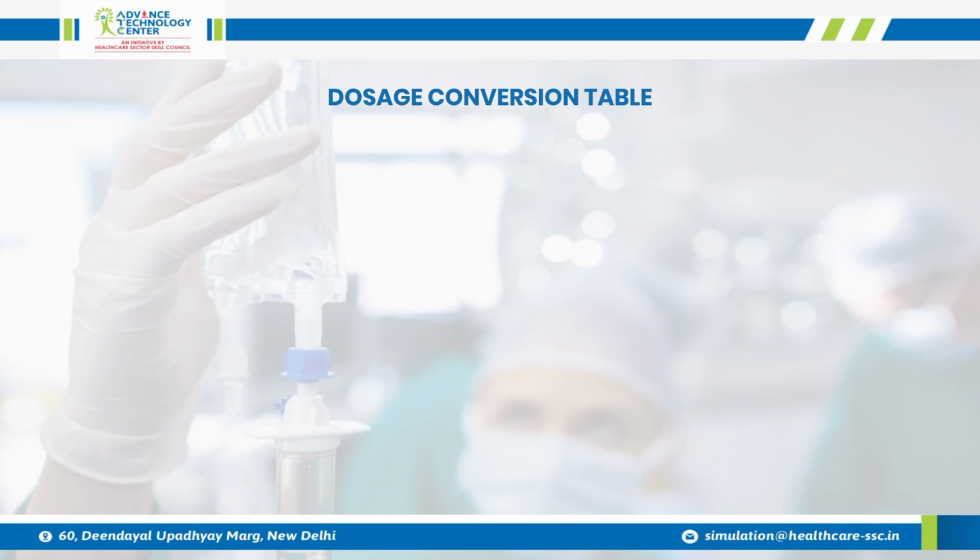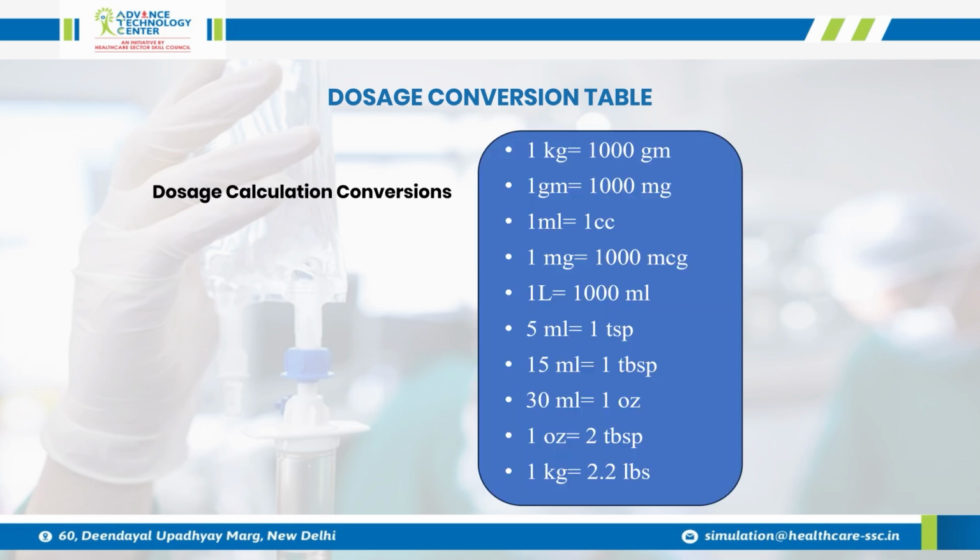Dosage calculation conversions. Here are some basic conversions to remember. 1 kilogram equals 1,000 grams. 1 gram equals 1,000 milligrams. And 1 milliliter is the same as 1 cubic centimeter, and so on, as shown in the table. These are essential for all dosage calculations and IV preparation.